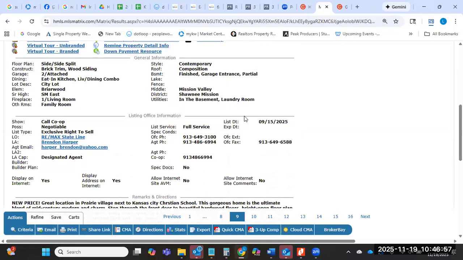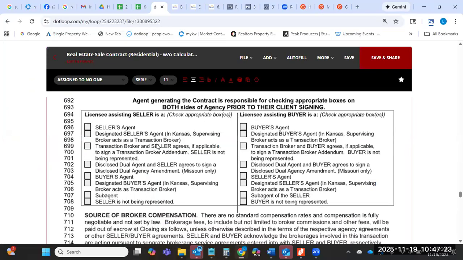So we come down to our middle section, where we have our identification of our broker, our agent, and then the contact information for the broker and the agent. And then you'll look down here and see LACAP. LACAP stands for Listing Agent Capacity. So you will take whatever they say here on MLS and apply it to our contract. That one said designated agent, so you're going to be clicking designated seller's agent. I'm getting ahead of myself here.